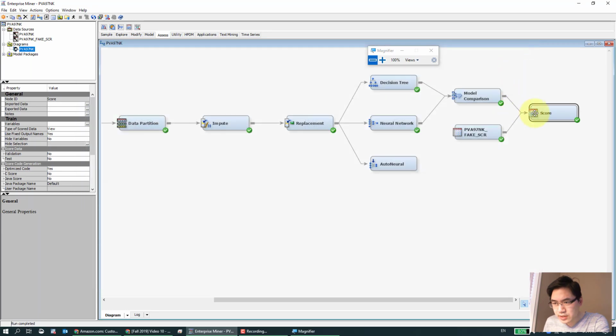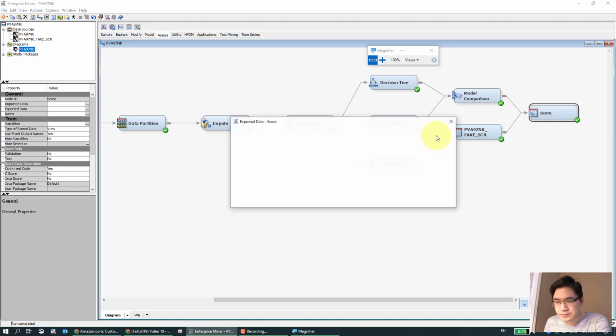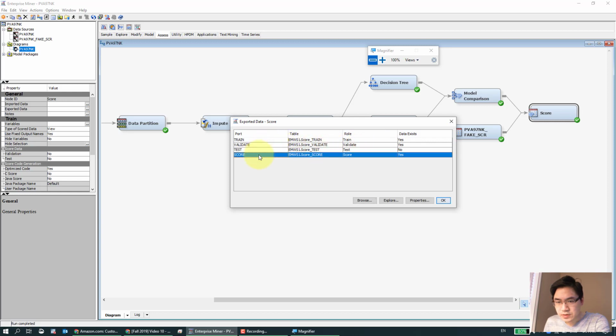And let's also take a look at the exported data set here, and we should expect to see at least two new columns. One is the probability of being a donor, and the other is the actual classified label of the case. So the exported data set of the score node. So we look at the score, and let's browse.